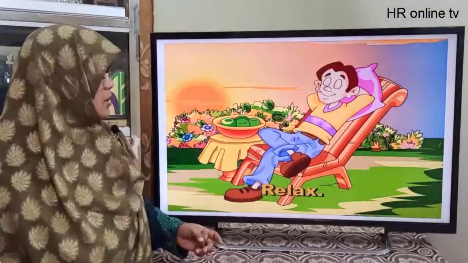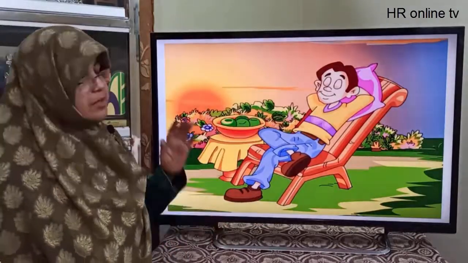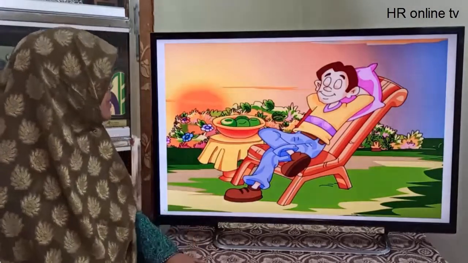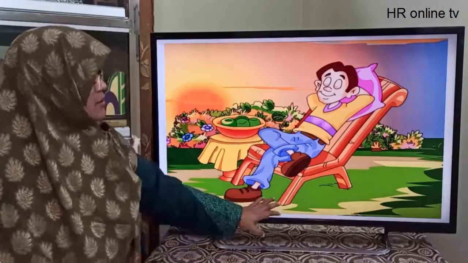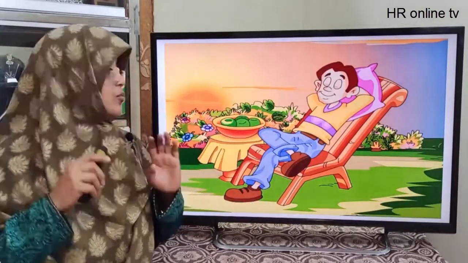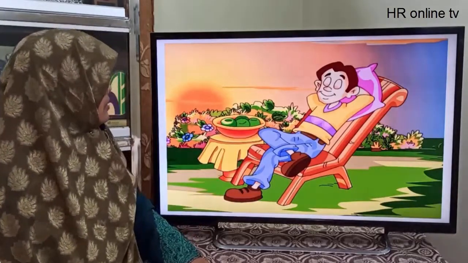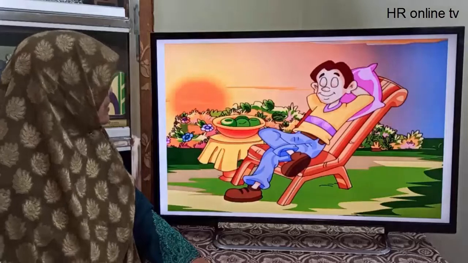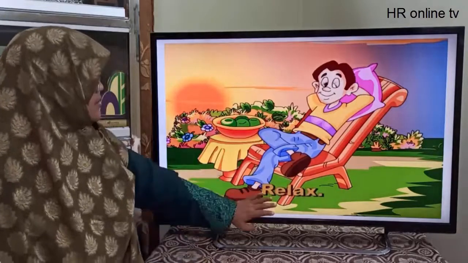There is a person who is sitting on the chair. I think he is sleeping or he is relaxed. So there we can write a sentence: relax, sit here and relax. We just use the word relax, that's enough for expressing something. Relax. It's okay. It's a sentence. It's a small sentence, and it is an imperative sentence.